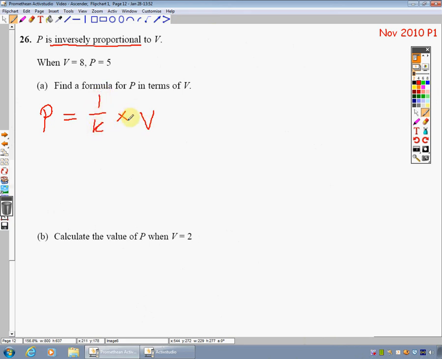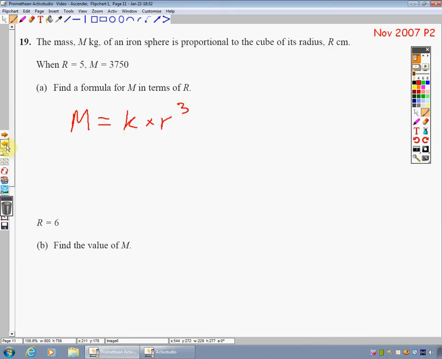It says that R is 5 when M was 3,750. So let's plug those in for now. So this is our kind of formula as we want it. We're going to have to play around with some numbers to work out what that k is. So 3,750 equals k times R cubed, 5 cubed.